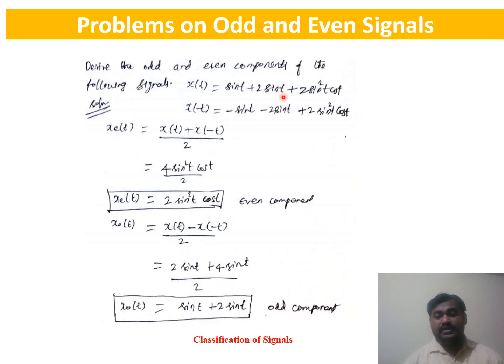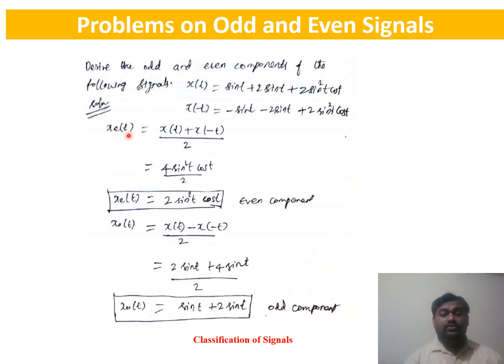Similarly here, if you substitute minus t, sin of minus theta becomes minus sin theta, minus 2 sin t. Here if you substitute minus t, sin of minus theta becomes minus sin theta, cos of minus theta becomes plus cos theta. So minus minus will become plus. So 2 sin square t cos t.